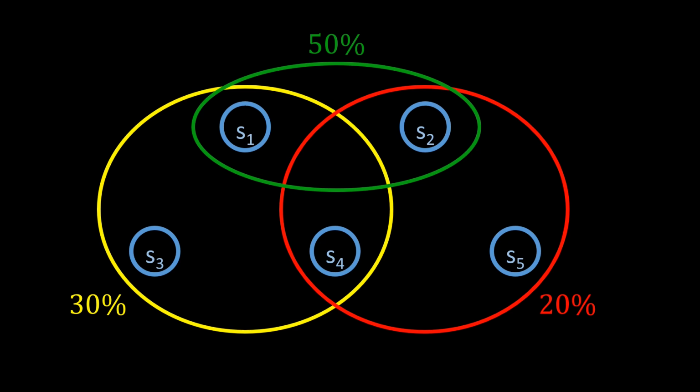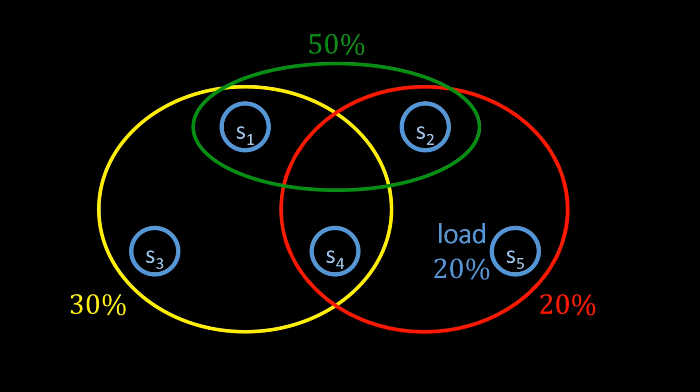Given a quorum system, we can compute 2 important measures, the load and the work. Let's start with the load. The load of a node is the probability that the node is accessed. Node 5, for instance, has load 20%. It is only in the red quorum which is accessed with probability 20%, so node 5 is also accessed with probability 20%.